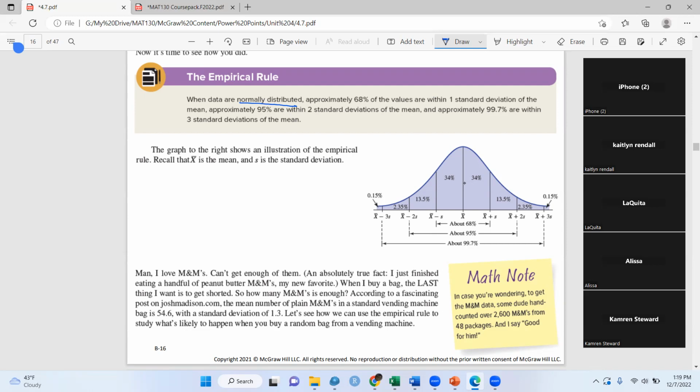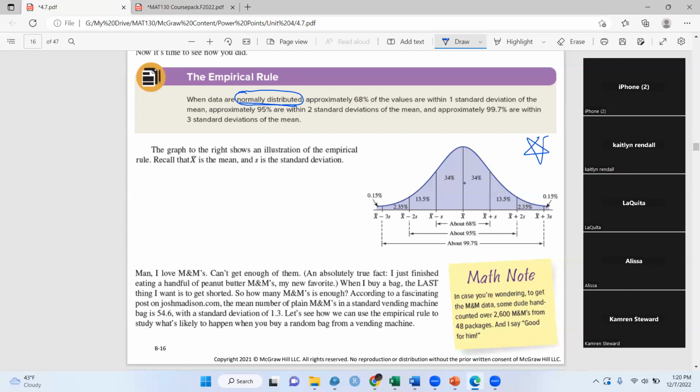Now, remember, we calculated that standard deviation the last day. That standard deviation is the average distance all of the data values are from the mean, and it is only a good measure of spread if the data set is normally distributed. So when our data are normally distributed, this is a true statement, and this is what we call the empirical rule.